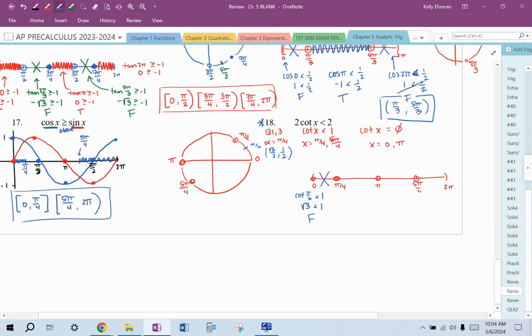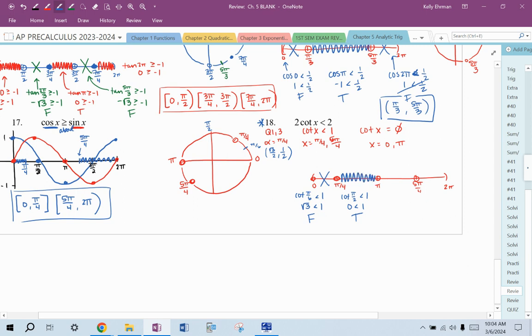What about between pi over 4 and pi? I would pick pi over 2. I like to pick those non-quadrant angles anytime I can because then I'm working with zeros or ones or negative ones. So what is the cotangent of pi over 2? Cotangent of pi over 2 is 0. That is less than 1. That's true. So everything in that section should work.